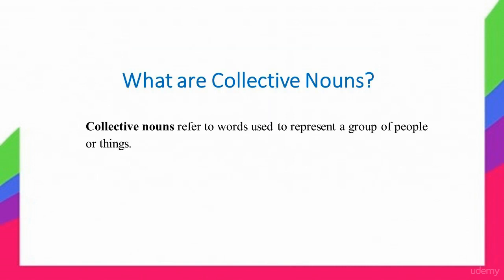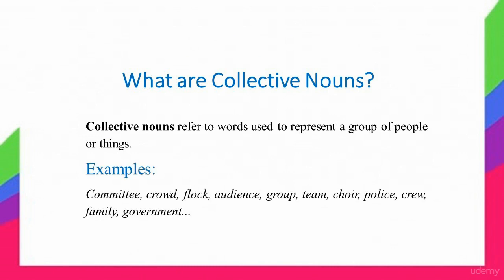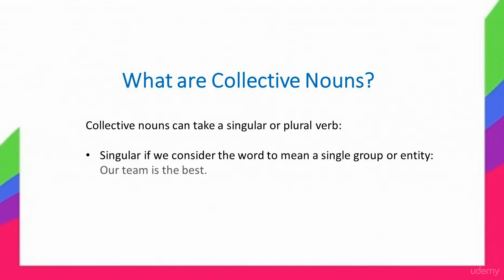So what are collective nouns? Collective nouns refer to words used to represent a group of people or things. Here are the examples: a committee, a crowd, a flock, an audience, a group, a team, a choir, the police, a crew, a family, and the government. Collective nouns can take a singular or a plural verb.